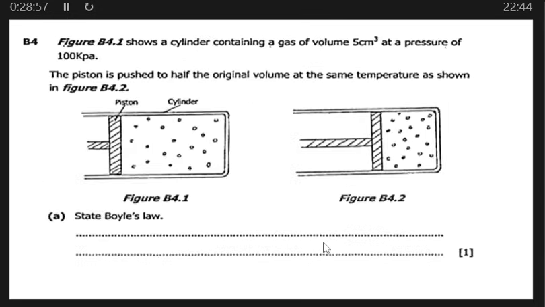So let's move to the next question, which is B4. B4 reads, figure B4.1 shows a cylinder containing a gas of volume 5 cubic centimeters at a pressure of 100 kilopascal.